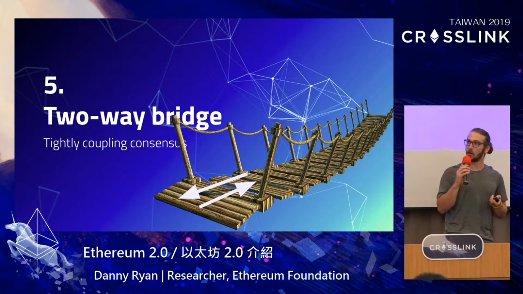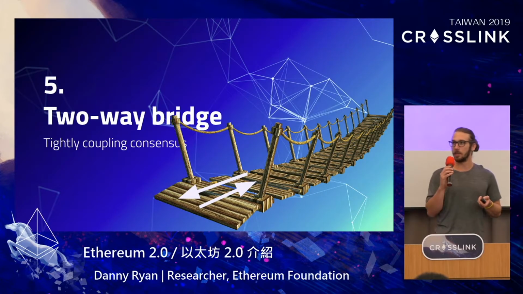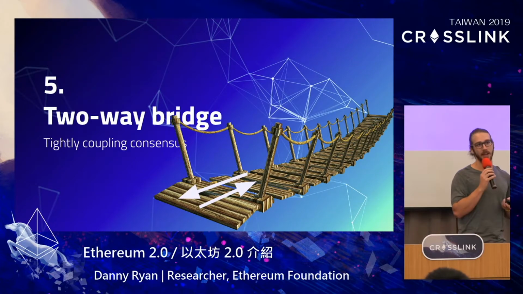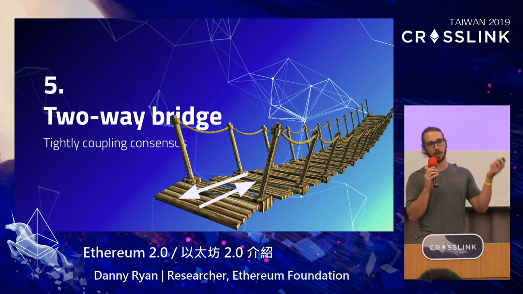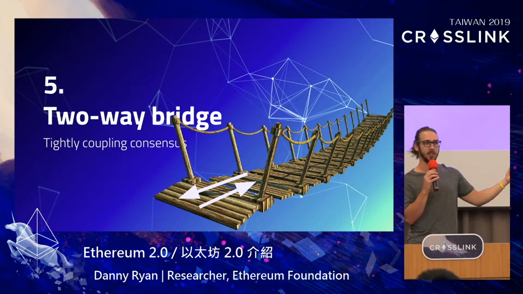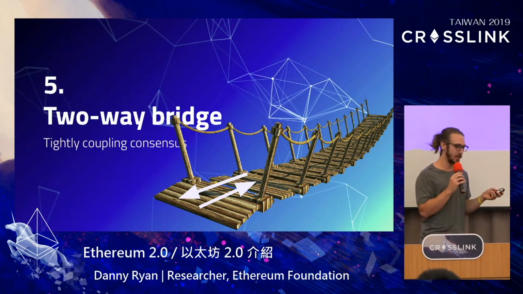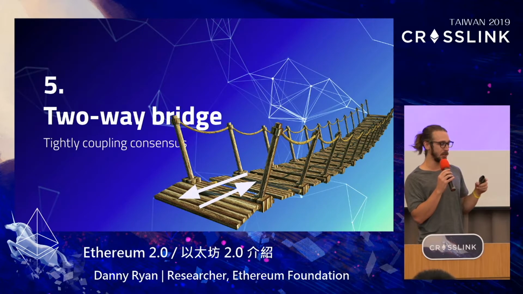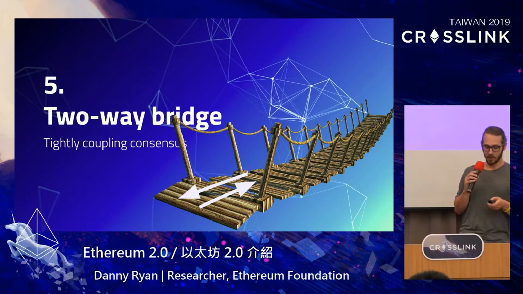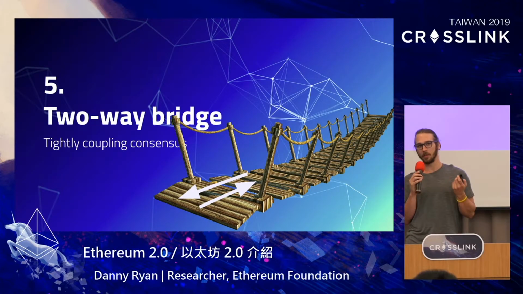Cool. I'll quickly talk about the two-way bridge: tightly coupling the consensus of Ethereum 1 and Ethereum 2, whether it's worth it, and when we should maybe do it. I mentioned earlier that initially there's a unidirectional bridge of ETH, such that ETH can be transferred from Ethereum 1 into Ethereum 2, but the initial architecture does not allow for the transfer back. And this is for a handful of reasons.